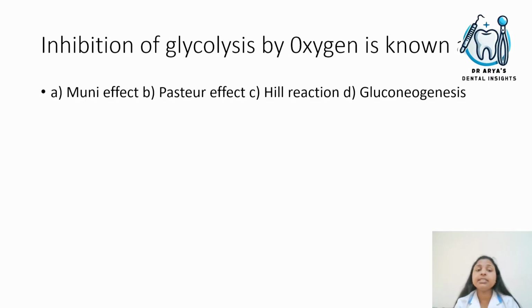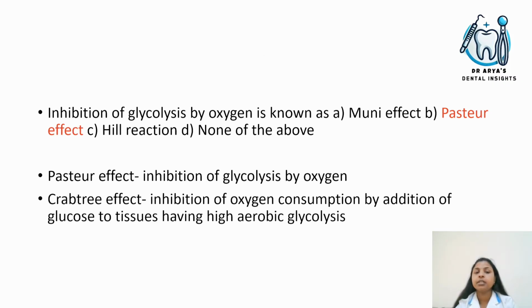So coming to the next question, inhibition of glycolysis by oxygen is known as, is it the Pasteur effect or Crabtree effect, Hill reaction, or gluconeogenesis? So what is the Pasteur effect? It is the inhibition of glycolysis by oxygen, and the Crabtree effect is the inhibition of oxygen consumption by addition of glucose to tissues having high aerobic glycolysis. So this is the Crabtree effect, and so the answer is the Pasteur effect. Okay.